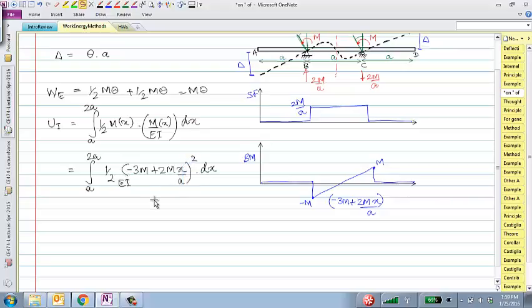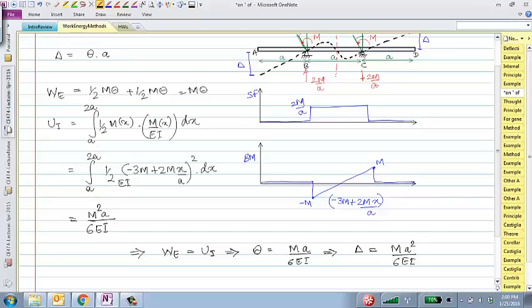I won't go into expanding it, and I'm sure you can do this integration. I'll just write out the final value that you should get. What you should be able to find is that it's m squared a over 6EI, and that clearly implies that if I equate external work done to internal energy stored, then theta would be equal to ma over 6EI, which implies that delta would be equal to ma squared over 6EI.